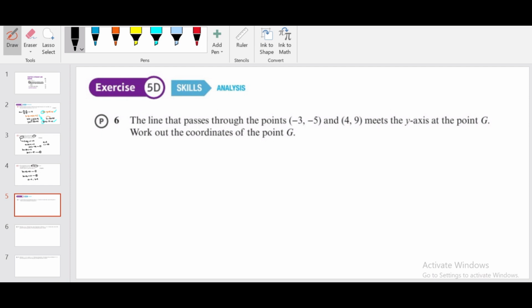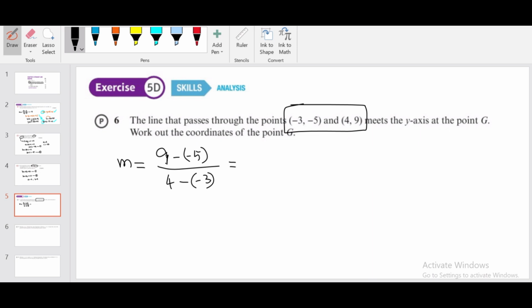A line passes through these 2 points and meets the y-axis at G. Work out the coordinates of point G. First we need to find the equation of the line. The slope is y2 minus y1 divided by x2 minus x1. So you will get 14 over 7 is 2.